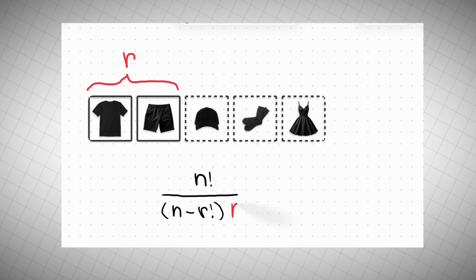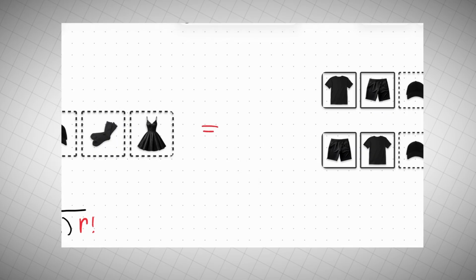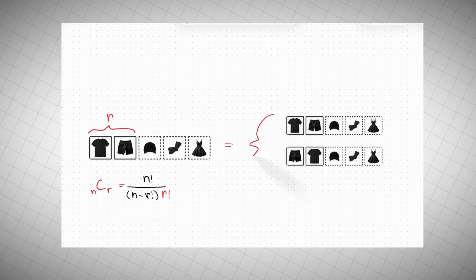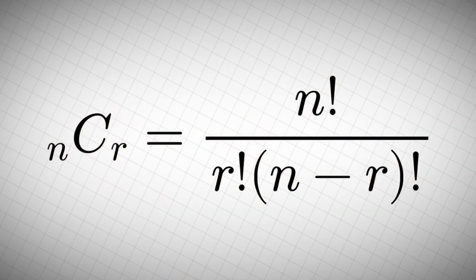The solution is simple. Just divide the permutation value by the amount it overcounts for r different objects. And boom, we get the combination formula. Everything we covered today in this video will help you in understanding probability theory and calculus as well.